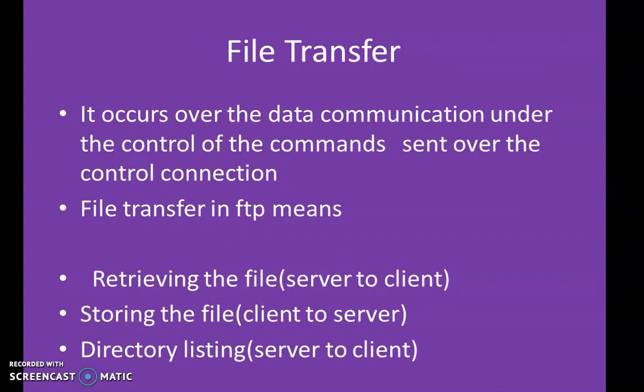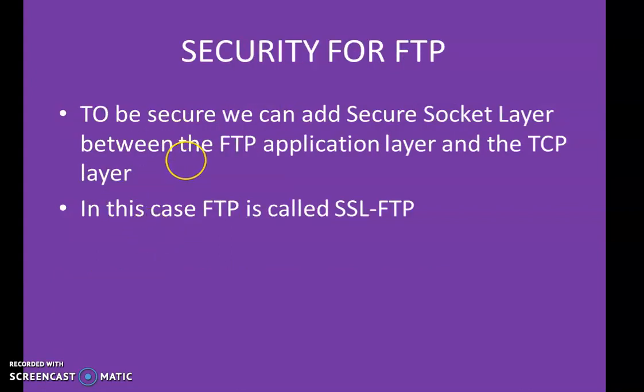Next, file transfer means 3 things are happening. One is retrieving a file, that is, server to client: we give the request and retrieve the file. Then we are storing a file, and then directory listing. These things happen during file transfer. Security is done by using Secure Socket Layer, which we have to add between the FTP application layer and TCP. Here the FTP is called SSL FTP. Okay, thank you students.